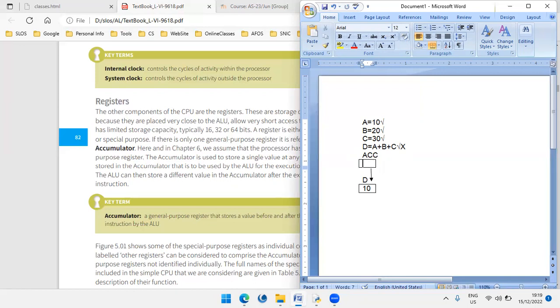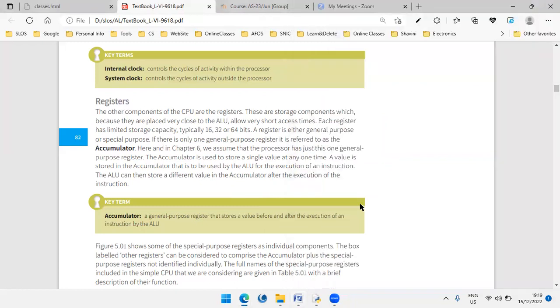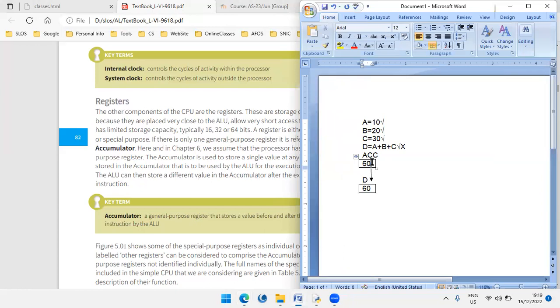It's not like a box containing apples. So that is very important to understand, because when you are doing the low level programming, it will come in. The accumulator is used to store a single value at any one time. A value is stored in the accumulator that is to be used by the ALU, so the ALU will make use of that. For the execution of an instruction, the ALU can then store a different value in the accumulator after the execution of the instruction. So when you finish that, now you can do something else.